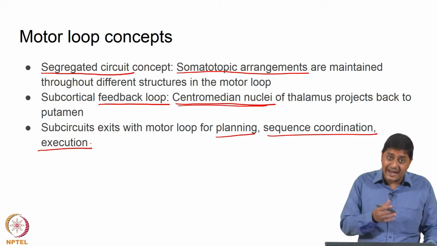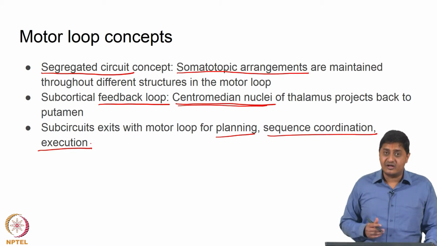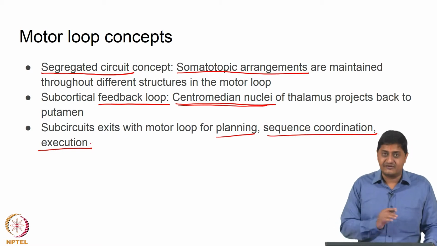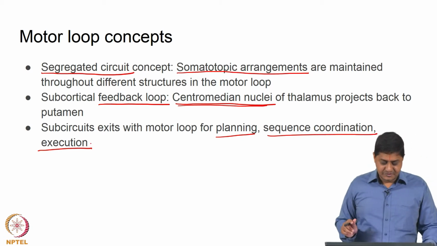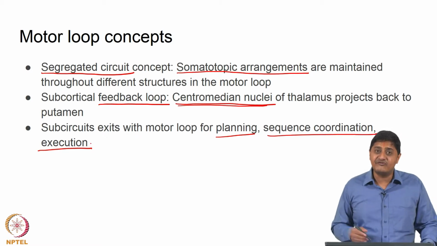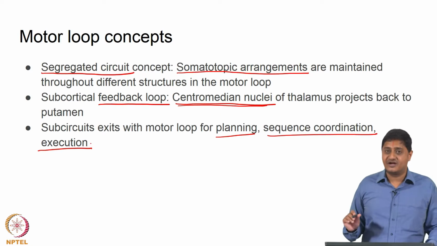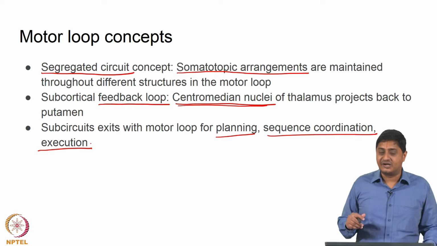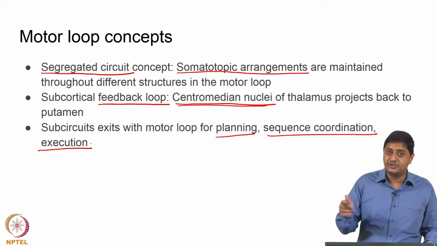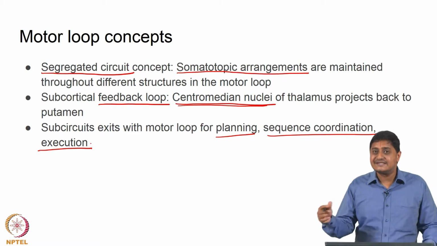So, essentially for planning there is a different loop, for sequence related function or sequencing of actions there is a different loop, and for execution of action there is a different loop. So, there seems to be some segregation that is maintained in terms of function also, not just in terms of areas, right. So, of course, hand and leg areas are maintained separately, but within the hand, depending on what I am going to do, depending on whether there is a planning that is required, that is also segregated.